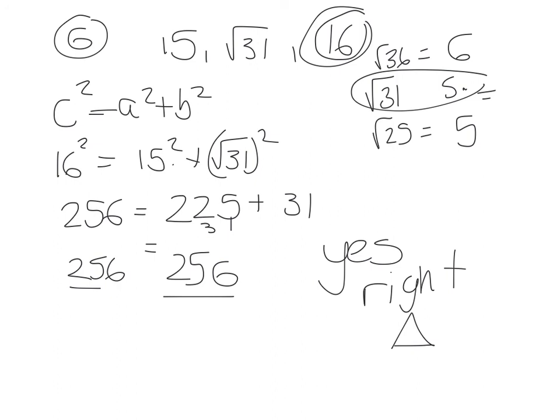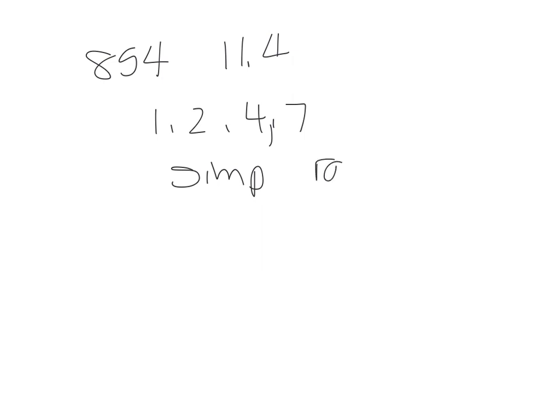Okay, you now have problems to do. You're going to do page 854, top of the page, because we're on section 11.4, and you're doing 1, 2, 4, and 7. So your answers need to be simplified radicals. It may say to round off the answers, but we're not going to be using calculators, so just put your answer as a simplified radical. Okay.